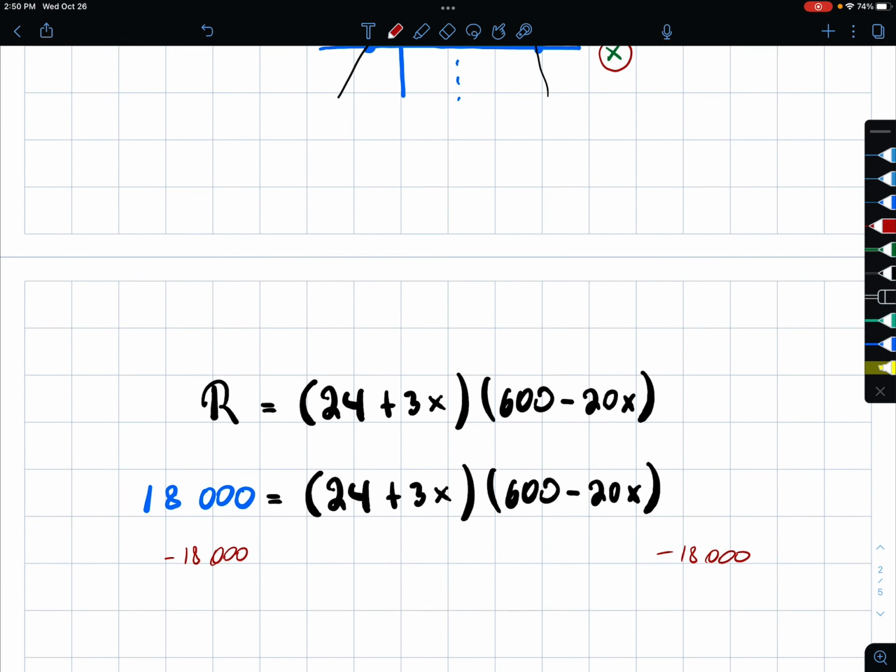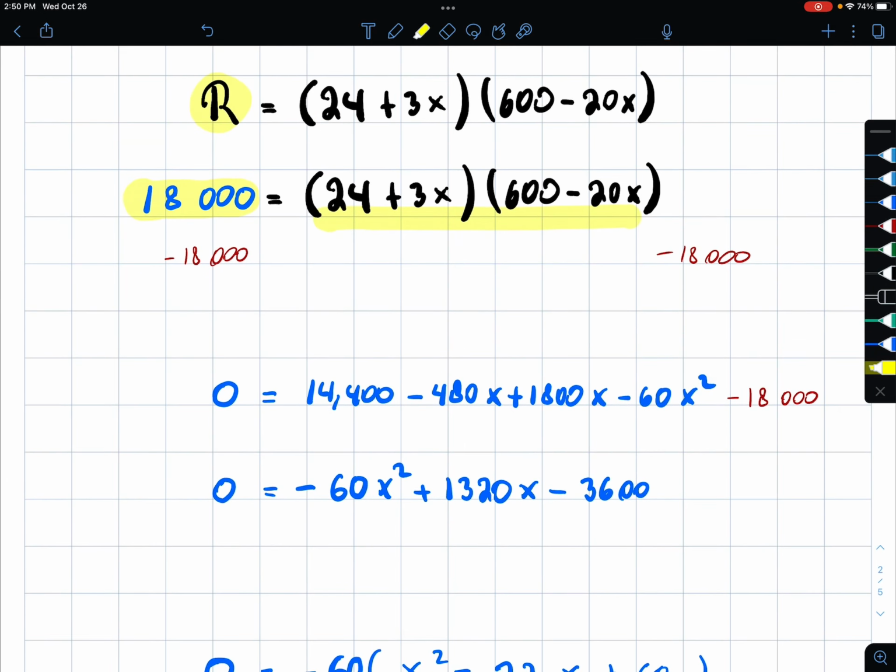Well, we're going to say that the revenue is going to be 18,000. We plug it in. And we don't know how to solve this with something equal to 18,000. So we're going to move it to the other side by subtracting 18,000 from both sides. However, we need to expand this so we can put it together. I've done this already. Please make sure that you remember how to expand this. It takes a little bit of skill.